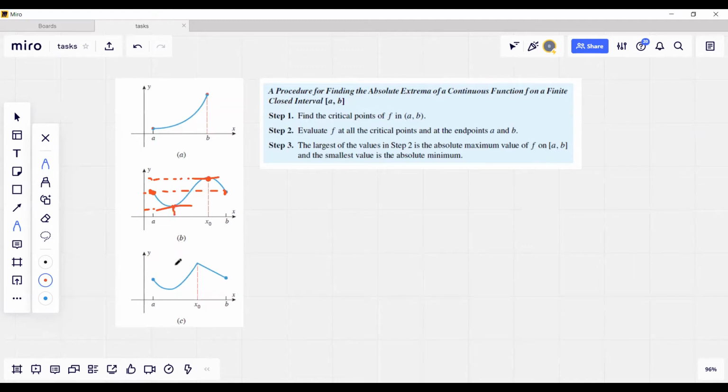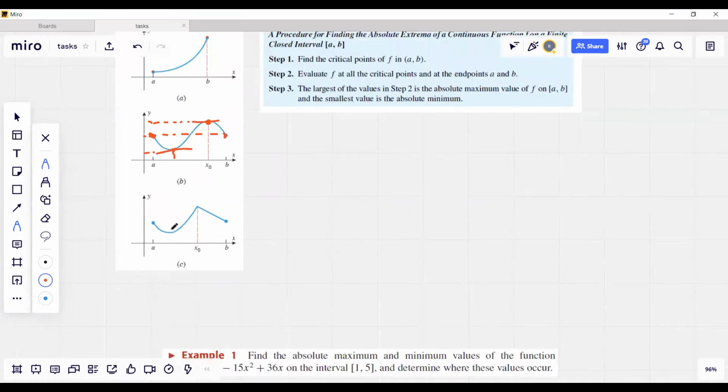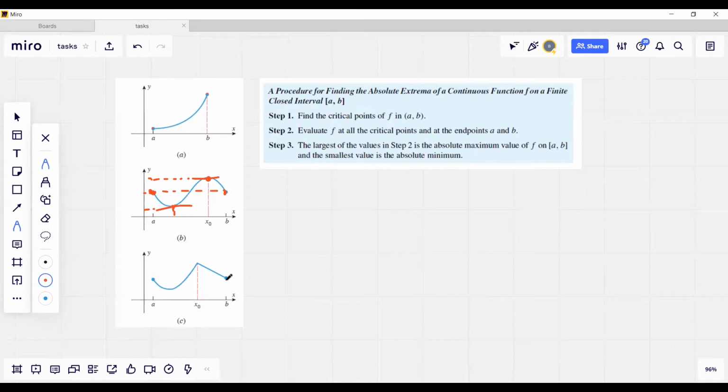In this last case, we see that our function is continuous again on interval from A to B, and it has a stationary point somewhere here, and it also has a critical point at x0 where it's not differentiable, so corner point here. Again, we are going to evaluate our function at the endpoints, and then we are going to evaluate our function at those critical points. And then we see that our absolute minimum is happening at this stationary point here, and absolute maximum is at this critical point x0.